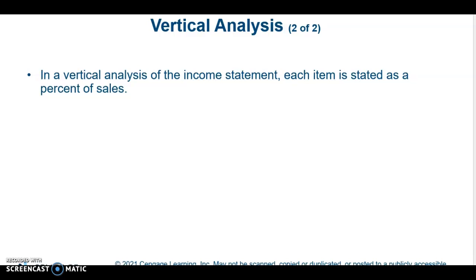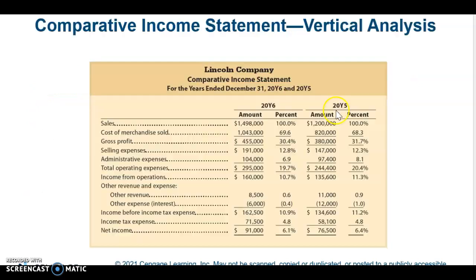So whatever your revenue amount is, that's going to be your base amount. Here you can see that your base amount is always going to be sales or net sales revenue, whatever your revenue account is. They may call it different, but that would be your base amount for a vertical analysis. So here your sales is always going to be 100%.